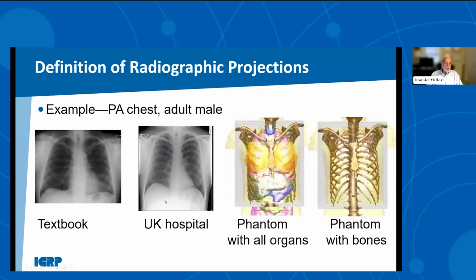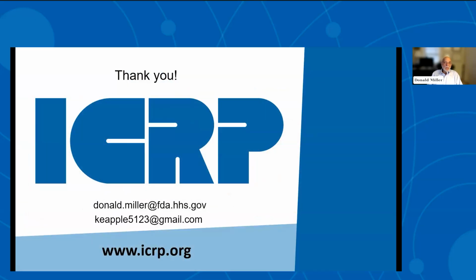Here's another example of the view from the illustration from the textbook, the radiograph from the UK hospital, a phantom with all of the organs, and a phantom with just the bones. All of these final determinations of the projections are shown in NXB for each of the examinations that was modeled. And that is it. And I thank you. Let me stop sharing and turn it back over to Nina.